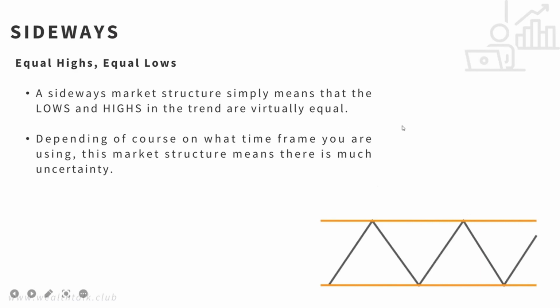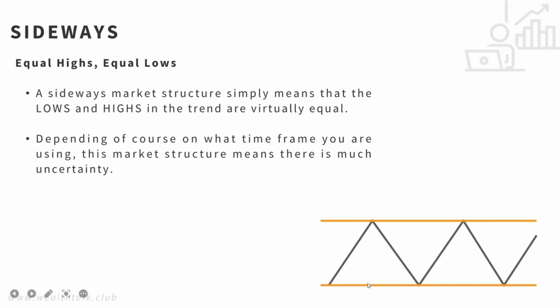What is sideways? In an uptrend we create higher highs and higher lows, and in a downtrend lower highs and lower lows. But when we look at sideways, the market is not moving in an upward direction or a downward direction. The market just moves sideways, creating equal highs and equal lows. A sideways market structure simply means that the lows and highs in the trend are virtually equal. Depending, of course, on what time frame you are using, this market structure means there is much uncertainty.